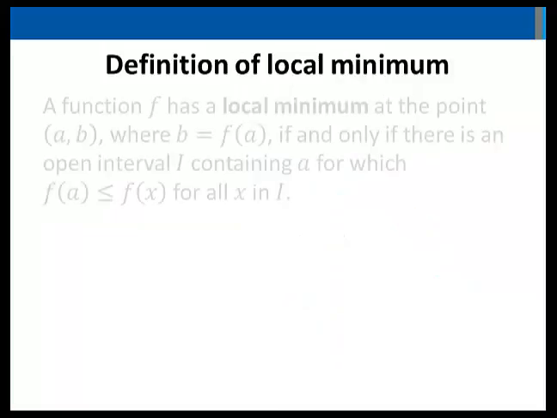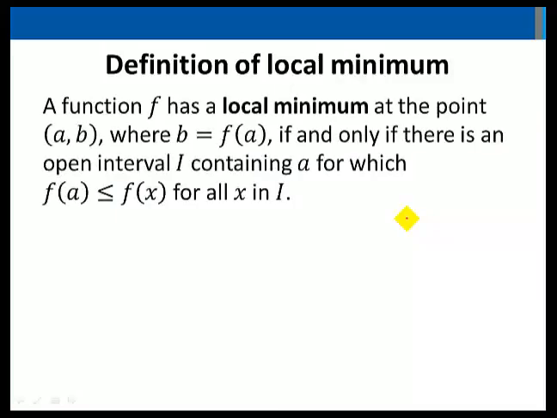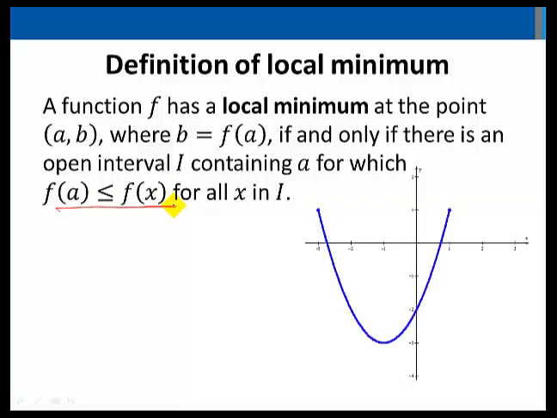Similarly, we'll look at the definition of a local minimum. The difference here is that f of a is less than or equal to f of x on our interval. And if we look at a graph that contains a local minimum, the local minimum will occur at the point (-1, -3). The local minimum will actually be y equals -3.